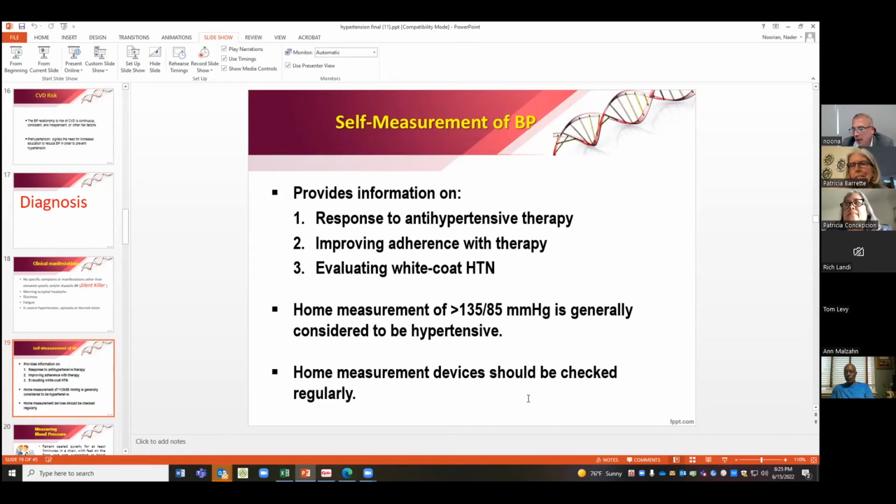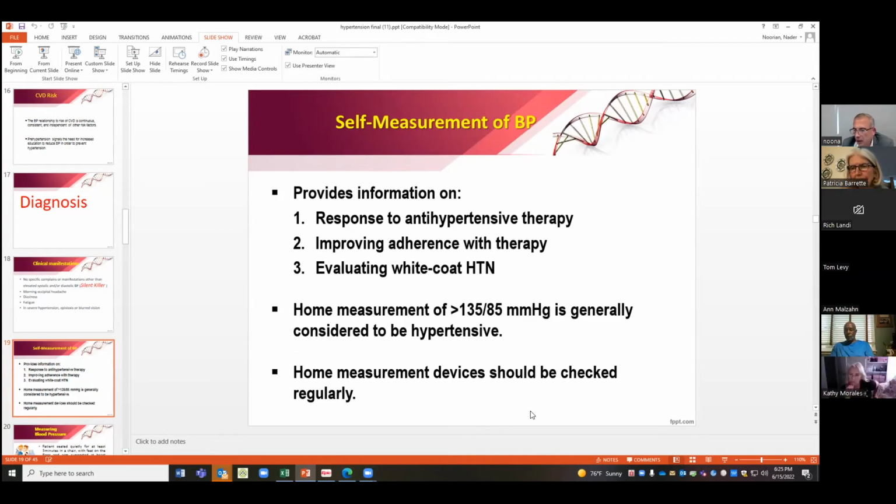And always remember to check your device in the office with your physician. We check our devices every month. We calibrate the office blood pressure machines every month. And it would be good for you to bring your machine in and to calibrate that, or at least check it against ours just to make sure you're getting proper reading.